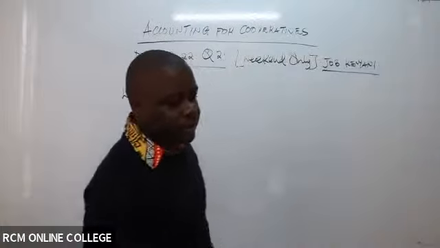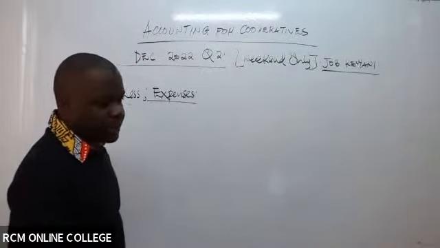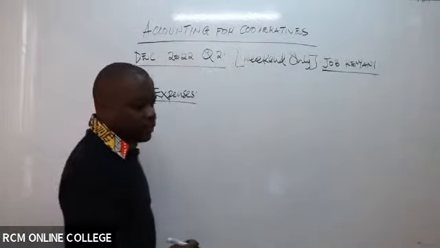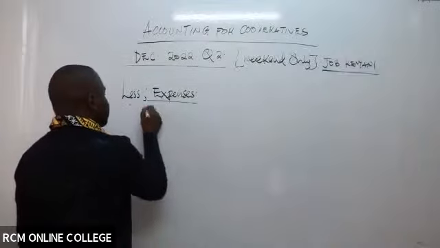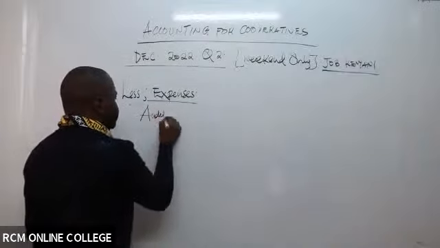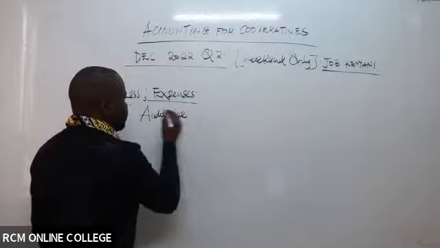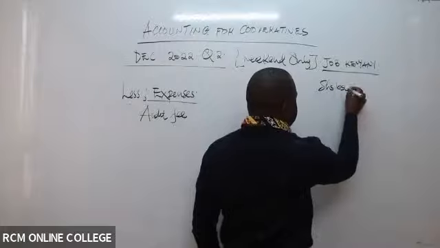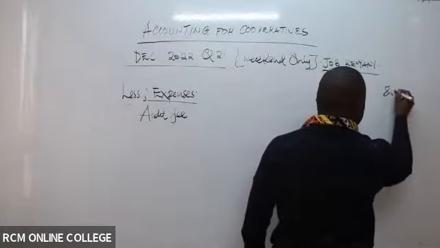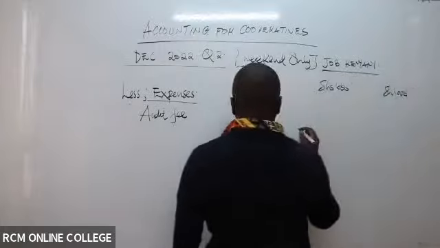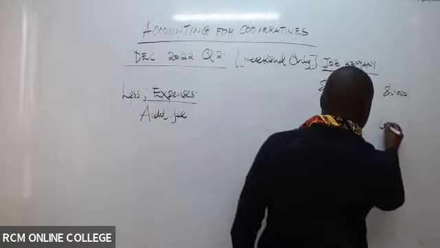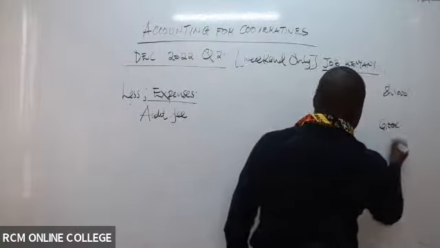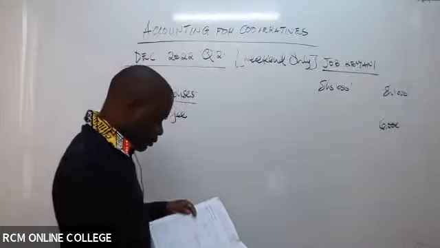The expense under note number 3 is known as audit fee. Yes, it is audit fee. So you can start with that audit fee. How much? It is 6 million. You can see it is 6 million. Then you can look at another note.